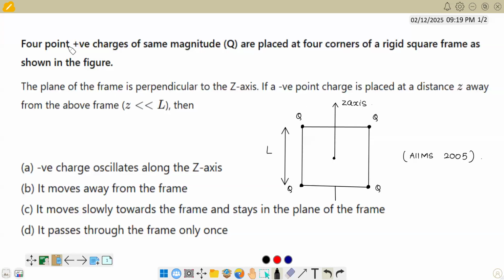Hello student, the question says 4 point positive charges of same magnitude Q are placed at four corners of a rigid square frame as shown in the figure. A plane of this frame is perpendicular to the z-axis.